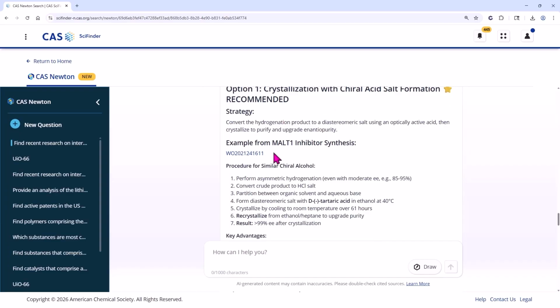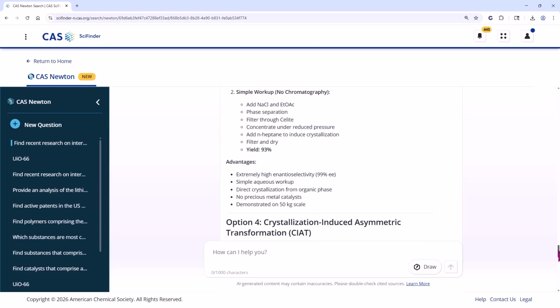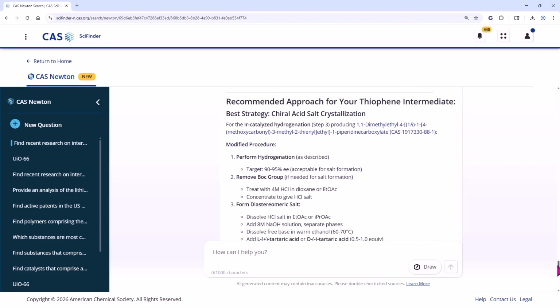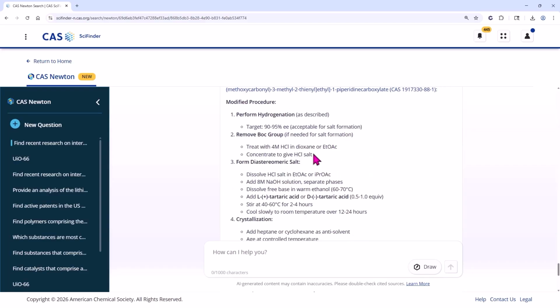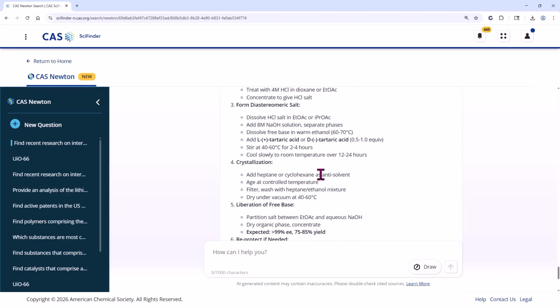For example, it cites a patent here where a different inhibitor was synthesized, and they took an approach where they formed a chiral acid salt using tartaric acid, and then they recrystallized it. So scrolling down past some of the other examples, some of which may or may not work for us, you could see it then provides a recommended approach in the context of what I asked and suggested that we perform the hydrogenation as described in the previous step for our EE value. And then it recommends that we remove the protecting groups, form a salt, and crystallize it from there.